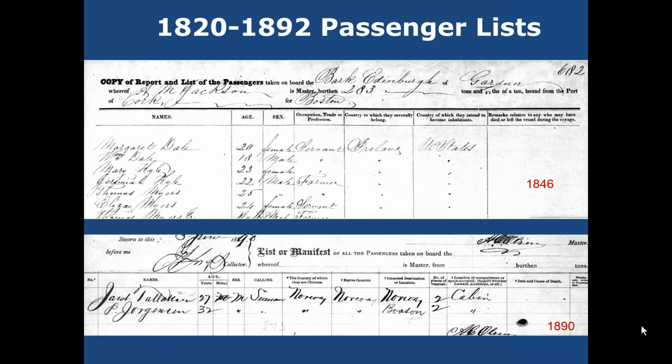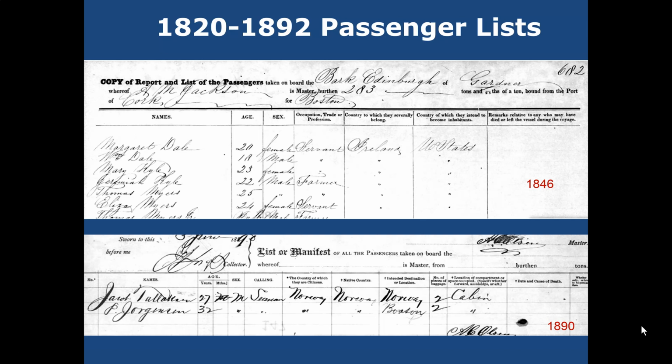Here are two sections from two different passenger lists. This is very typical of what you would see between 1820 and 1892. So the first one is from 1846. It's the bark Edinburgh. And it has that it came through the port of Cork, and that it is going towards Boston. That information you can see at the top.